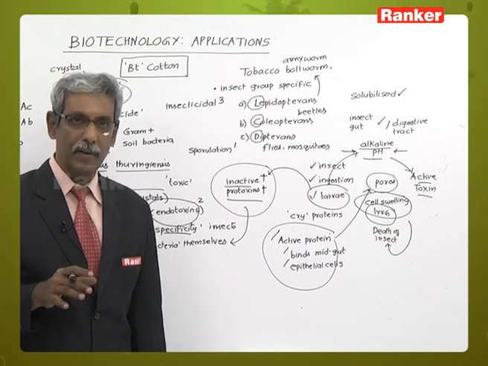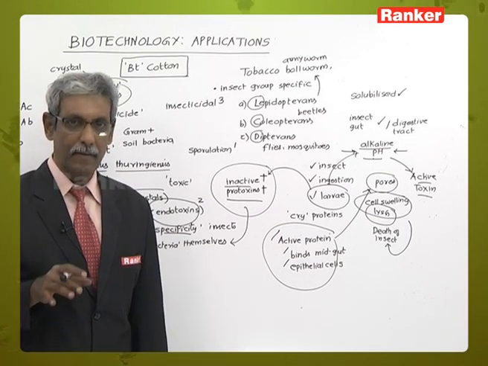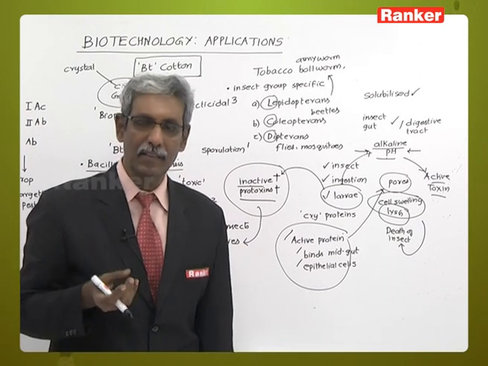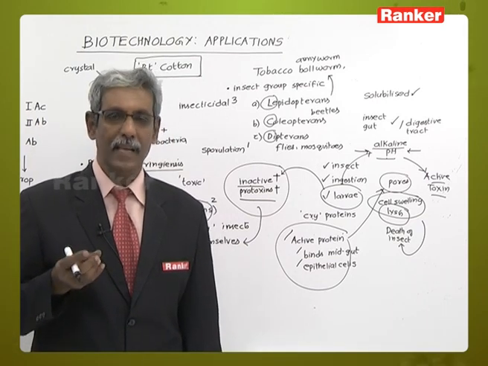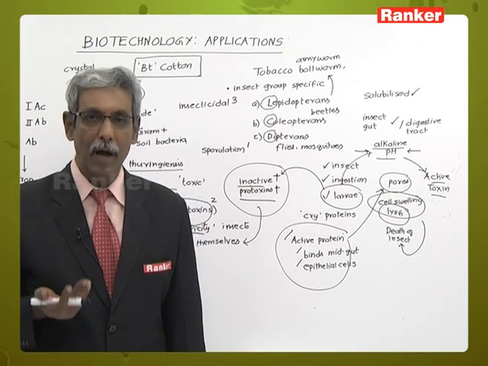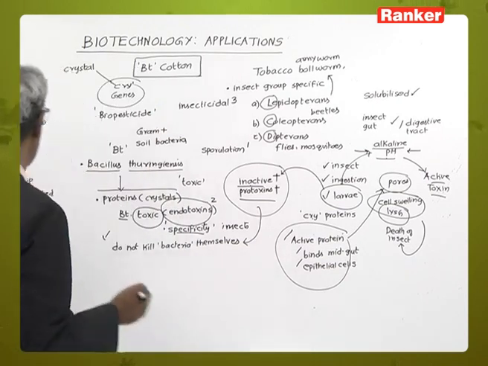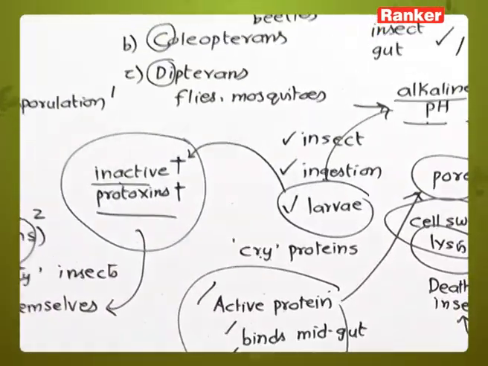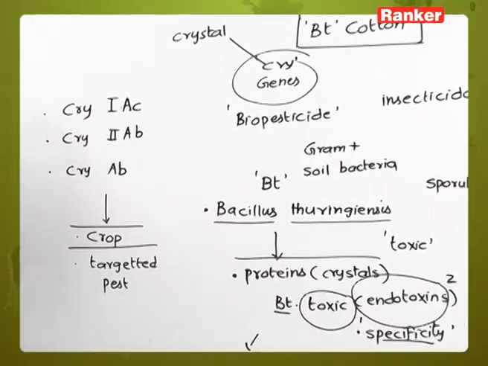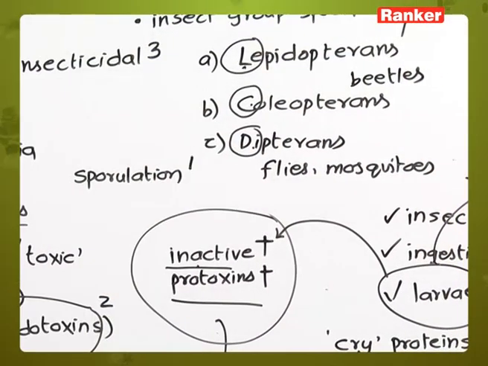So, we understand that the Bt toxin genes are very, very specific. They can be isolated from Bacillus thuringiensis, and these genes can also be incorporated into several crops. When they are incorporated into crops, you have the development of transgenic crops. Now, the choice of the gene, whether Cry1Ac, Cry2Ab or Cry1Ab, depends upon the crop and also upon the targeted pest. The targeted pest could be lepidopterans, coleopterans or dipterans.